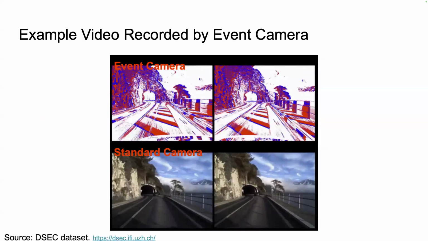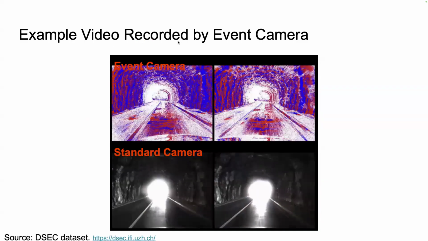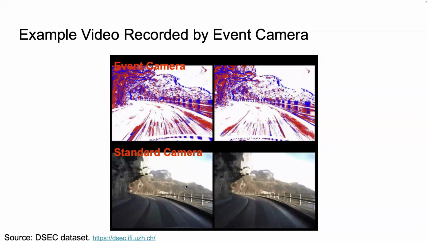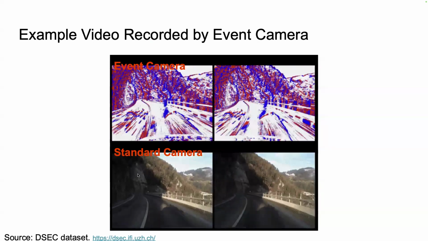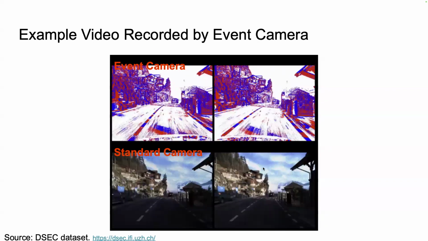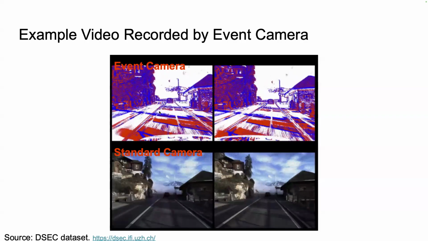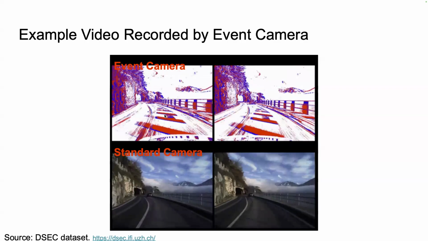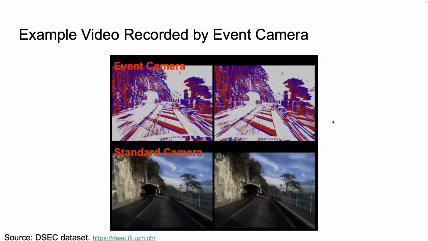Here is an example of video recorded by an event camera. For a traditional camera, as you can see, it captures all the color details. But the event camera only has events on and off. Here, blue and red are on and off.